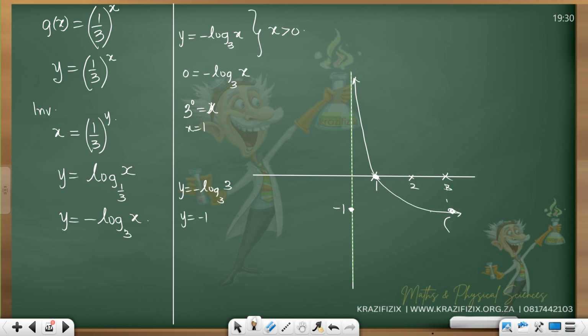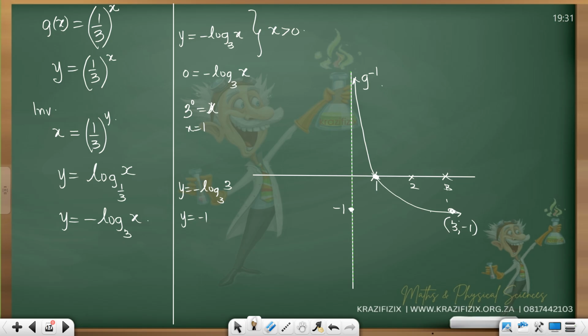And they said it should show the coordinate of a point. What is that? X is 3, y is negative 1. And this is your what function? The inverse function. Please let me know if it makes sense.